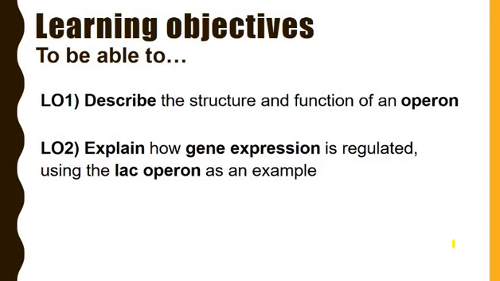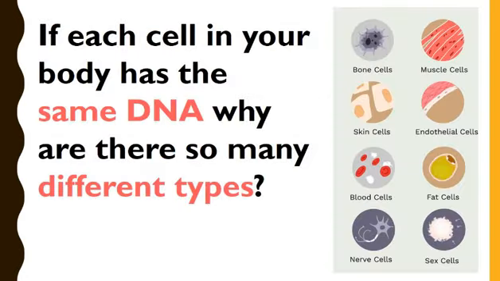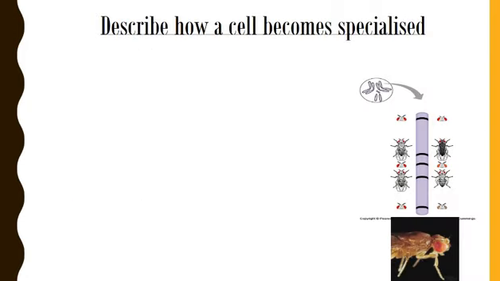The first thing I would like you to think about is this. If each cell in your body has the same DNA, why are there so many different types of cells? And the answer, you already know. We've already covered how cells become specialized. So you may want to try to answer this question by stopping the video now and see if you can get at least 4 of the bullet points.